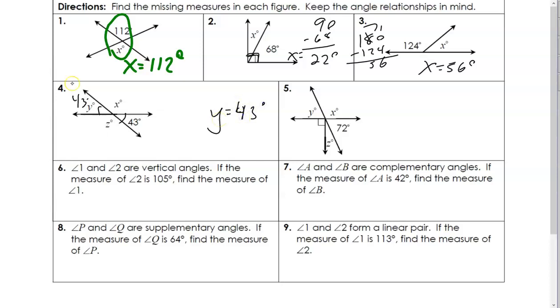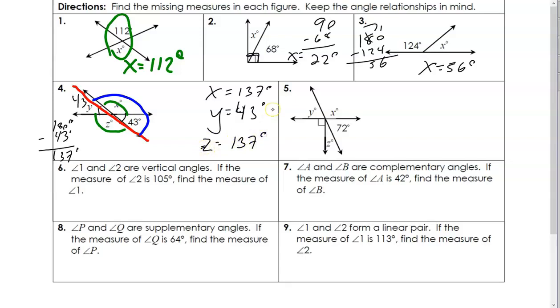Now, the other thing I look at is this straight line right here. That right there is 180 degrees. And these two are linear pairs. And if you remember that linear pairs are 180. So 180 minus 43. All right, so that gives me 137 degrees. So x is 137 degrees. Now, the other thing that we have going on is that this angle here and this angle here, they're vertical to each other. And vertical angles are always congruent. So that would mean if x is 137, z is also 137 degrees.